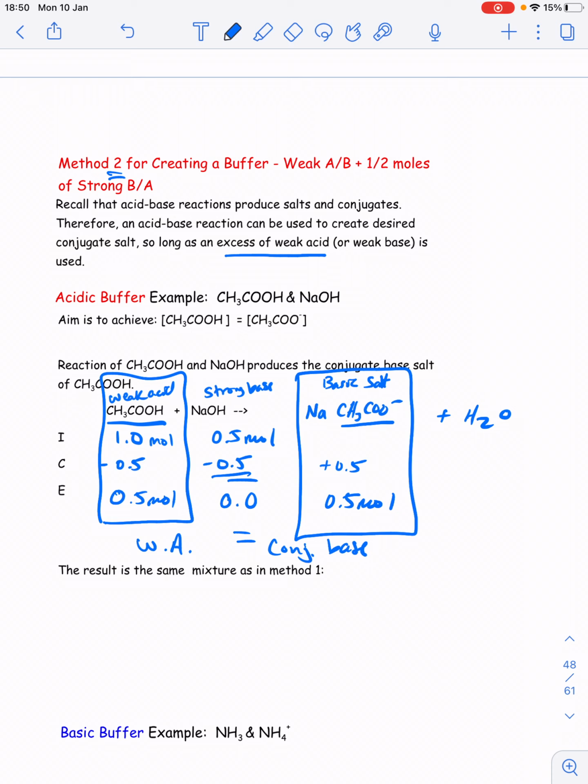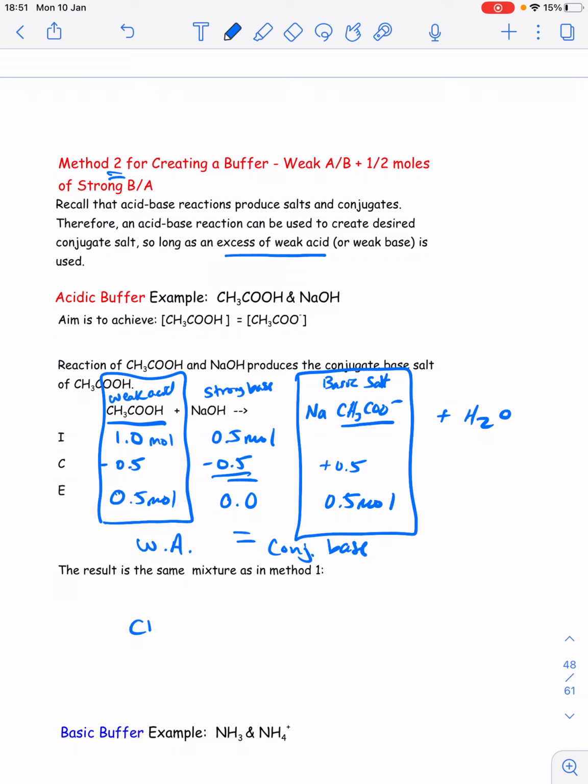If we had only added 0.4 moles, for example, we'd have 0.6 moles of our weak acid left, and we'd have 0.4 moles of our conjugate base formed. It would still be a buffer, but it would be sort of leaning towards the acid. It would be better at neutralizing base than acid. But the result is that we've made a buffer.